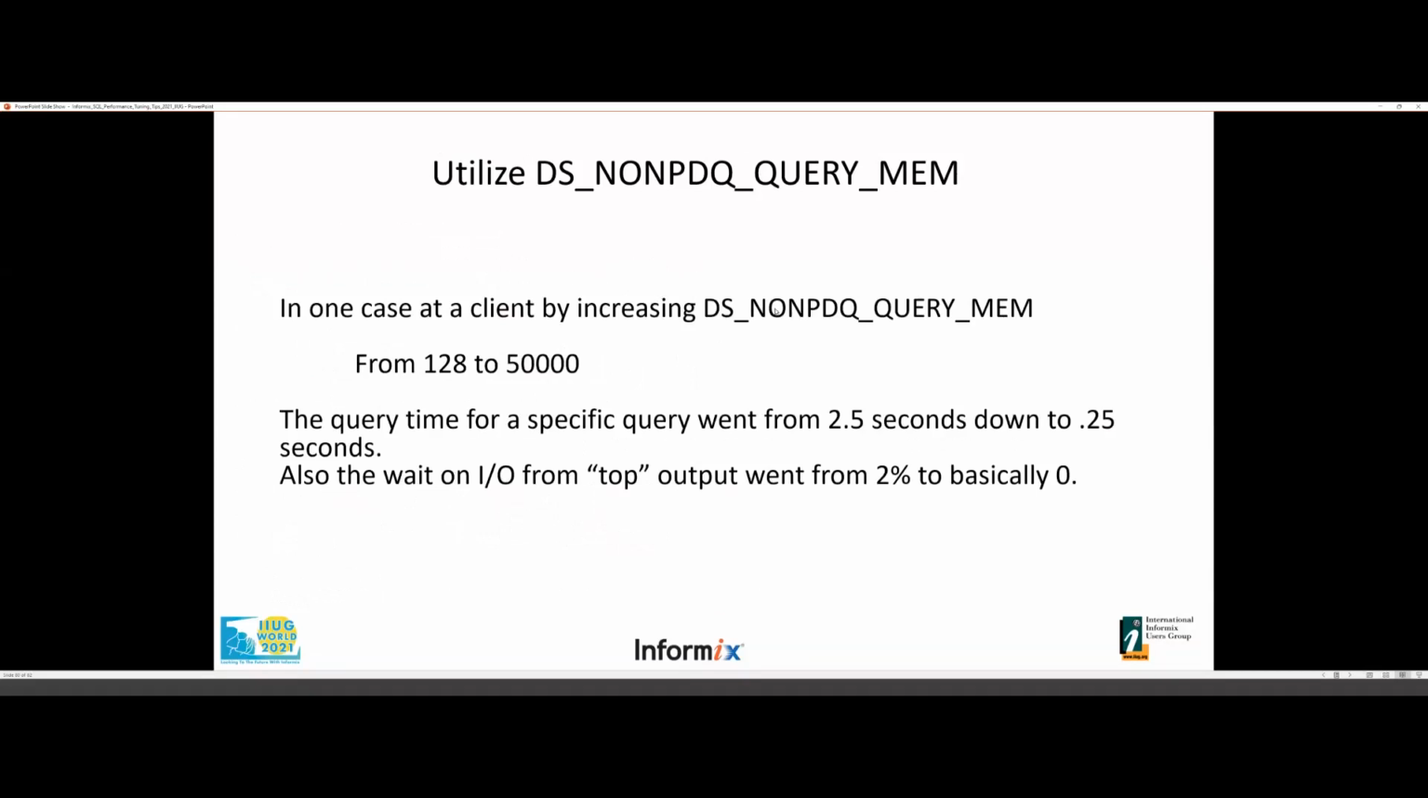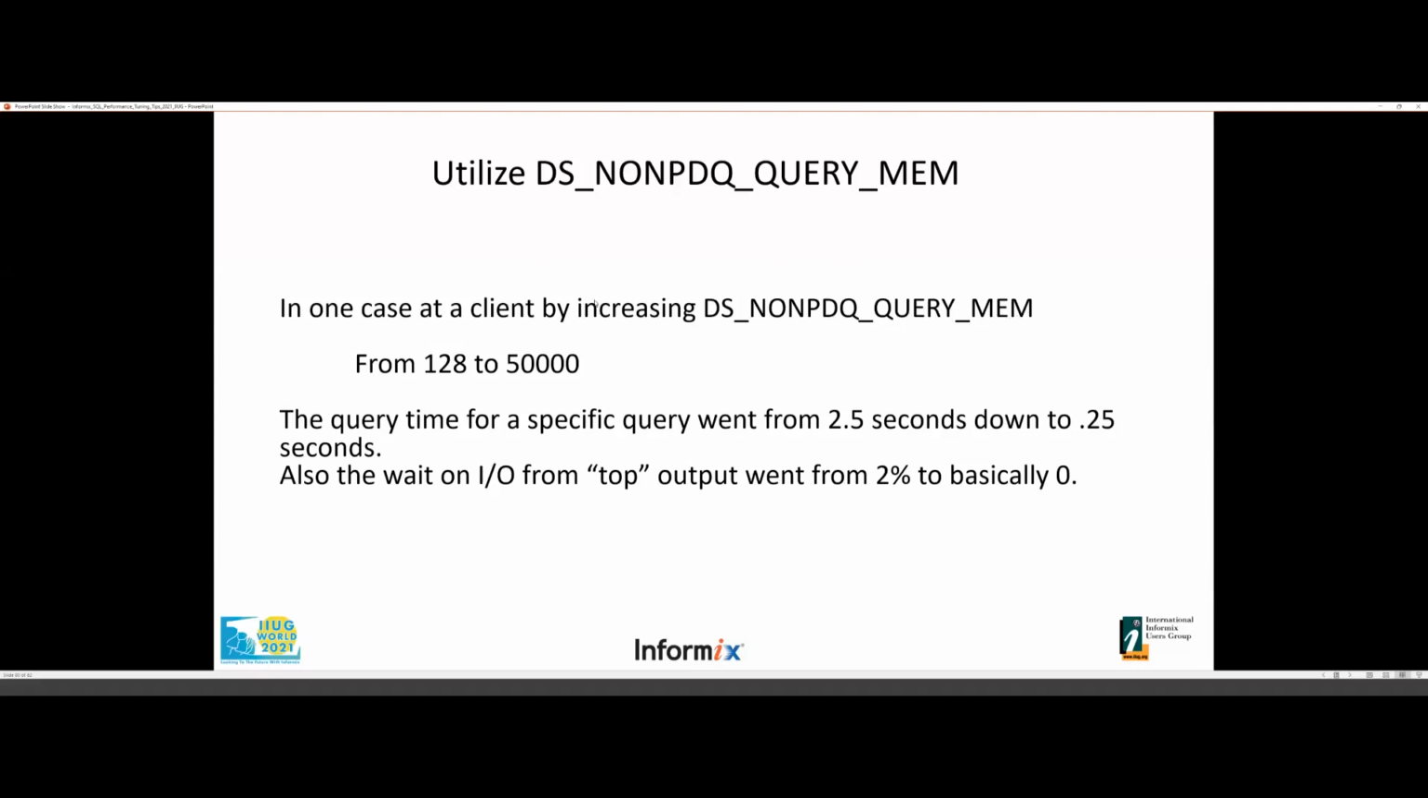So with using DS9 non-PDQ query mem, you have to have your max PDQ priority set. You set the non-PDQ memory to be 25% of what your total memory is, your DS total memory.